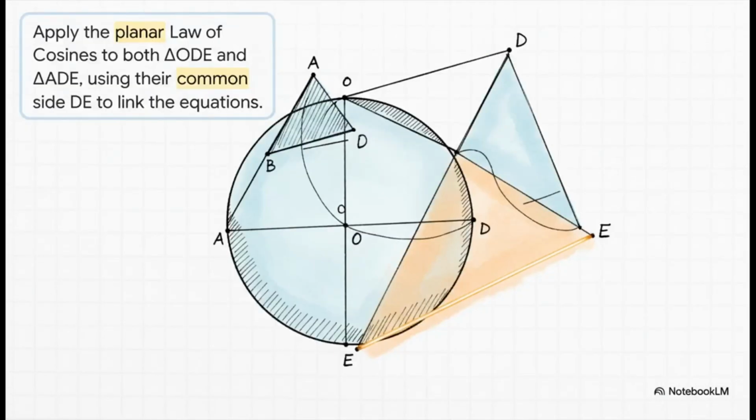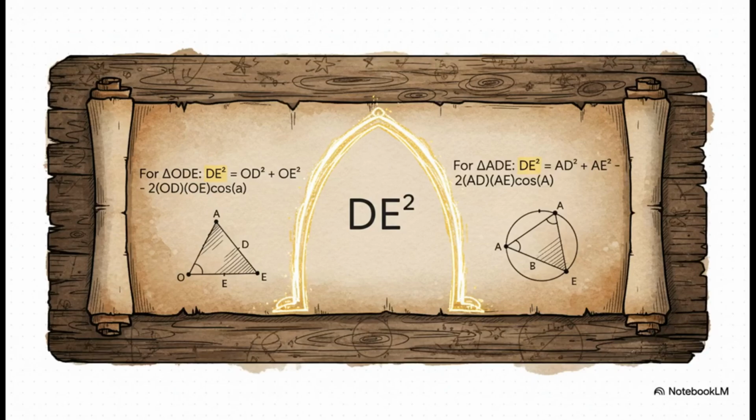Now, the brilliance of this whole setup is that these two flat triangles, delta ODE and delta ADE, share a common side, DE. So by applying the standard law of cosines that we all know and love to each of these flat triangles, we can write two different equations for the length of that shared side. See that? The left side of both of these equations is identical.